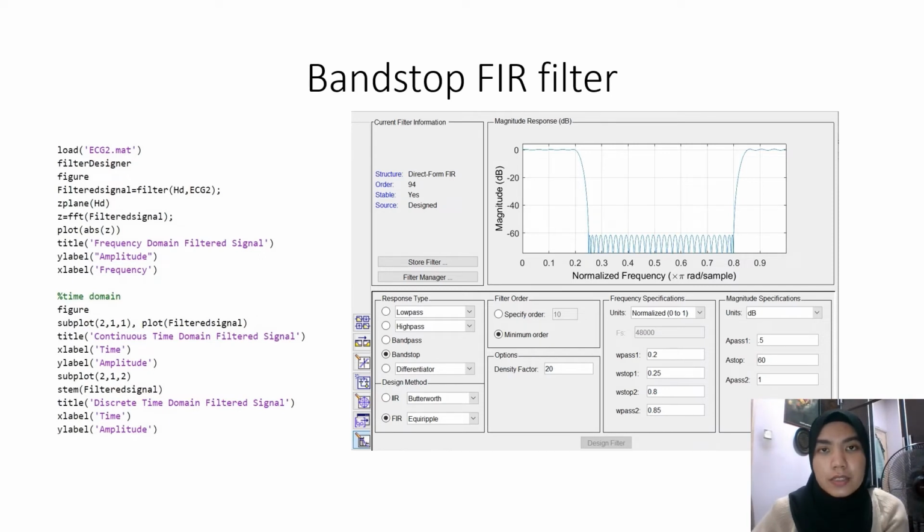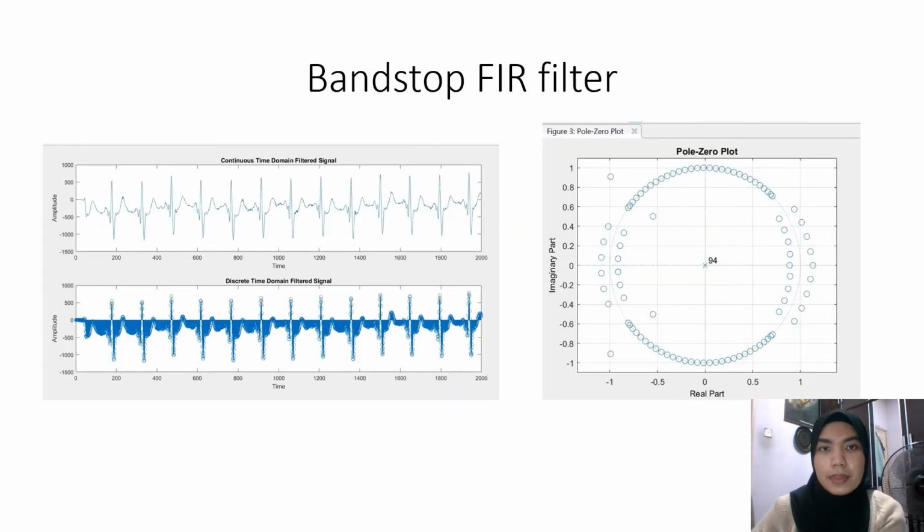The specification for the filter design is that we will be using the FIR bandstop equiripple filter. The stop band frequencies are 400 Hz and 1600 Hz. The filter is designed based on the noise that we found on the ECG2 signal. This is the graphical representation of our filtered signal. From the graph, we can see that there is less noise in the continuous and discrete time domain signal, and this is the pole zero plot for our filter. We have around 100 poles and 1 zero.